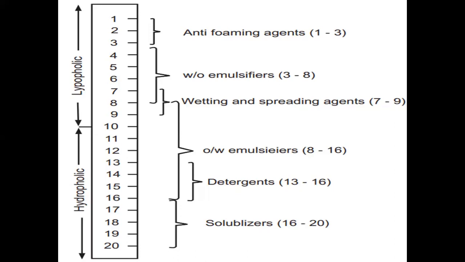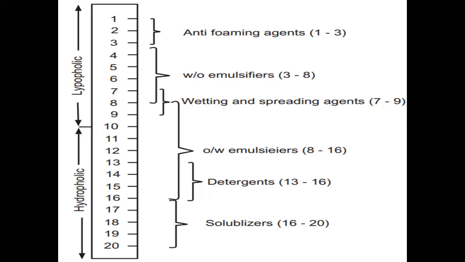Then next, W by O type of emulsifying agent. Their example is glycerol monostearate. HLB value for W by O is 3 to 8. The HLB value of glycerol monostearate is 3.8, which is in between. You have to write the same, their definition and their examples.